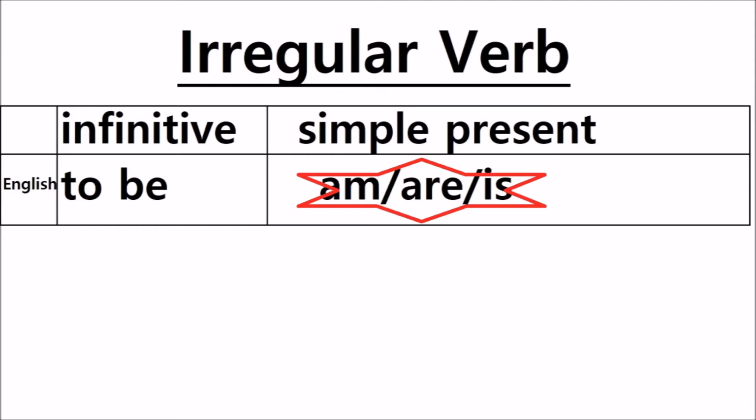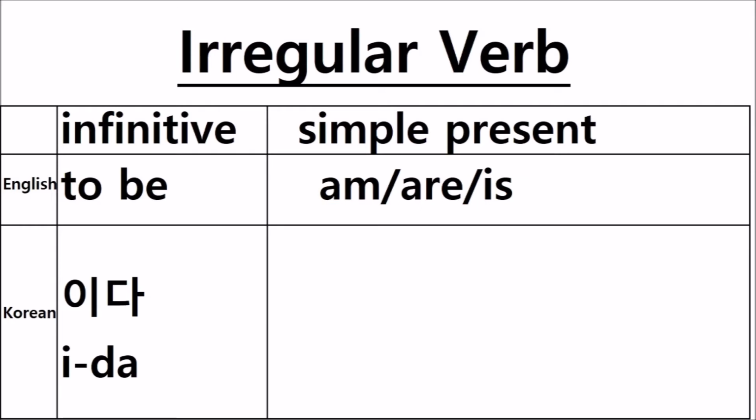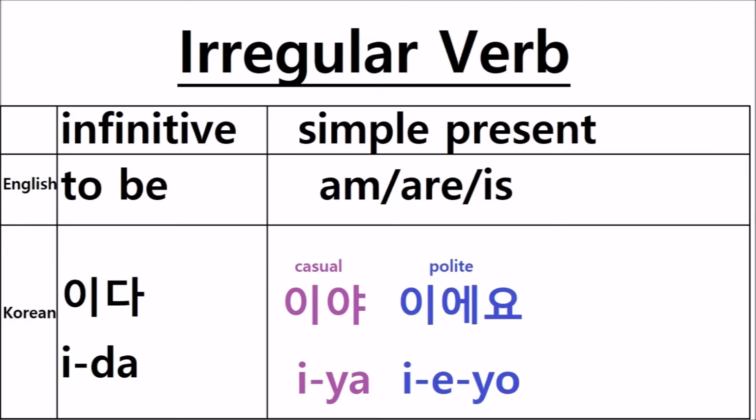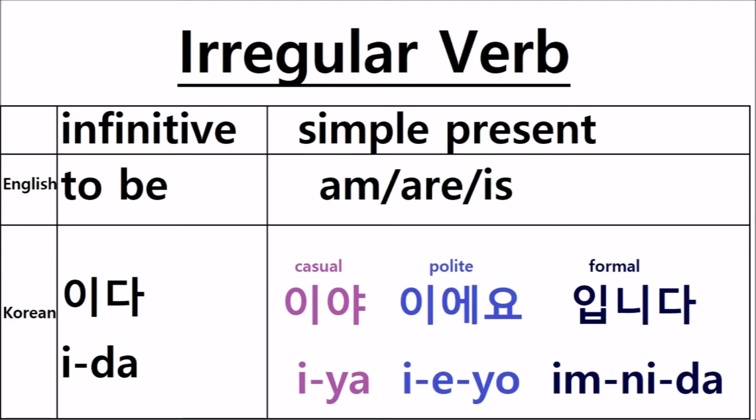The verb to be in Korean is ida. And just temporarily forget everything you know about conjugating, because this is ida in the present form. Casually, it is ya. Politely, it is yo. Formally, it is imnida. At least the formal form is still like normal. Oh, but wait, there's more.